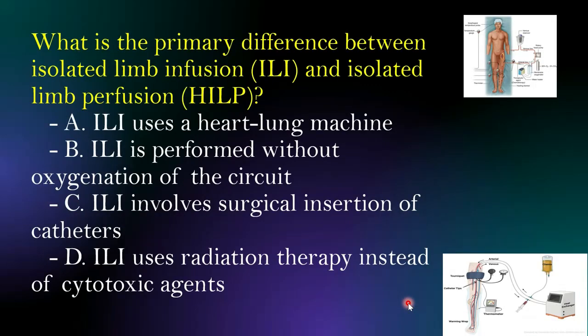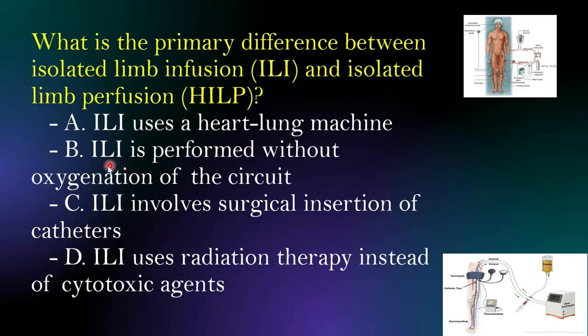What is the primary difference between isolated limb infusion and isolated limb perfusion? Isolated limb infusion uses a heart-lung machine. No, isolated limb infusion was brought to simplify the circuit, so it does not use a heart-lung machine. Hyperthermic isolated limb perfusion uses a heart-lung machine. Isolated limb infusion involves surgical insertion of catheters. No, it is radiography-guided insertion of the catheter in isolated limb infusion. Isolated limb infusion uses radiation therapy instead of cytotoxic agents. False. Chemotherapeutic agents like melphalan are used.